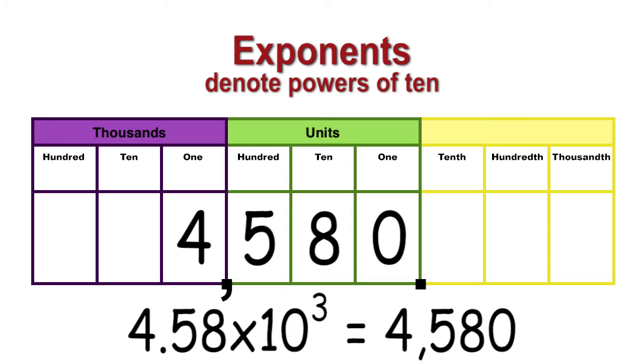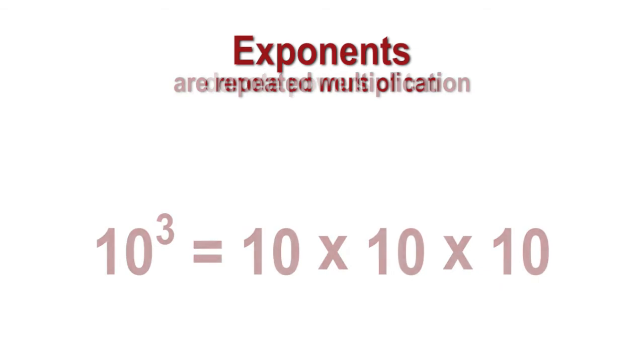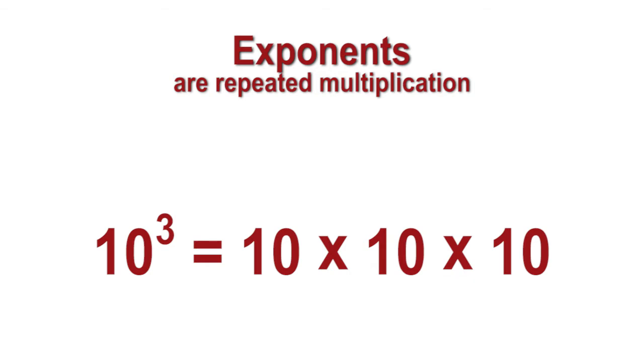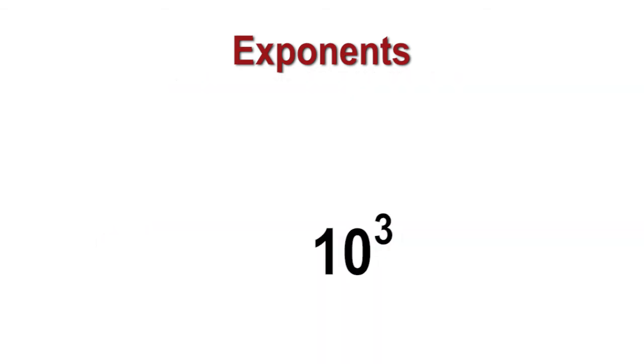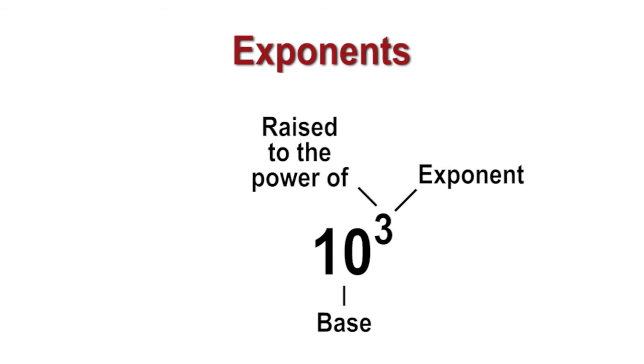Students will need to understand exponents and their relationship to multiplication. Exponents are repeated multiplication, just as multiplication is repeated addition. In the example 10 to the 3rd, the 10 is the base and the 3 is the exponent. The 3 identifies the power we are raising the 10 to. Although the exponent is sometimes referred to as the power, it is actually the product itself that is the power.